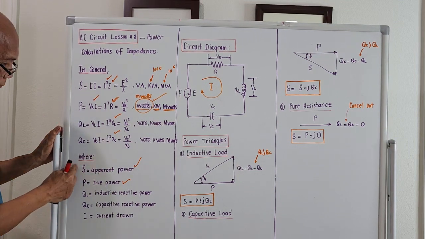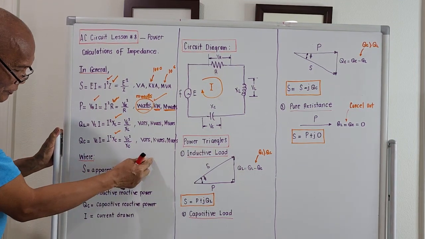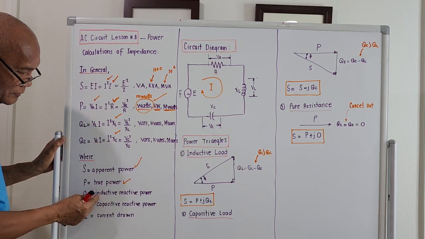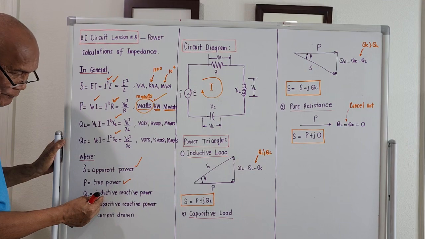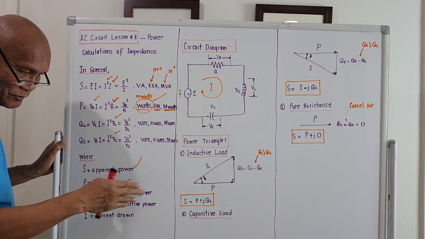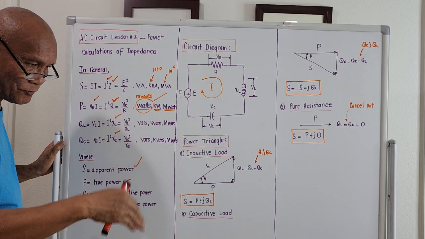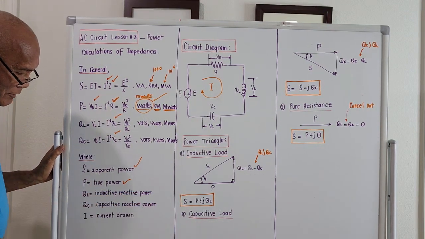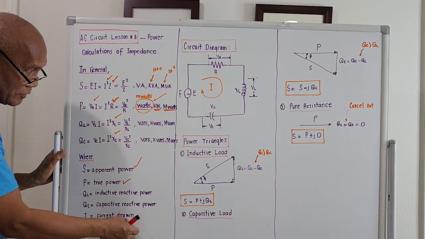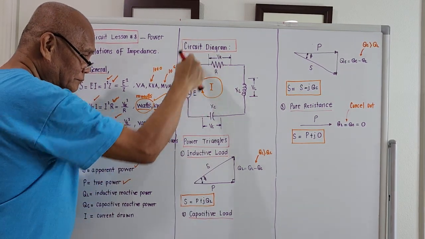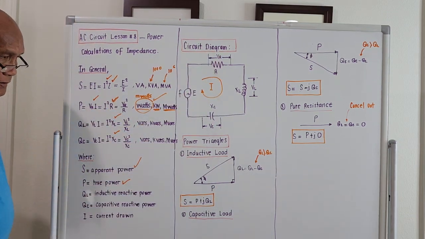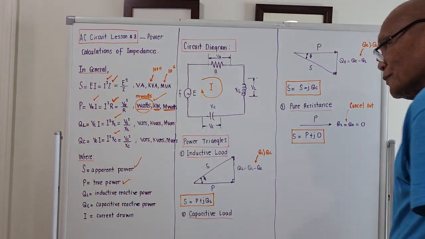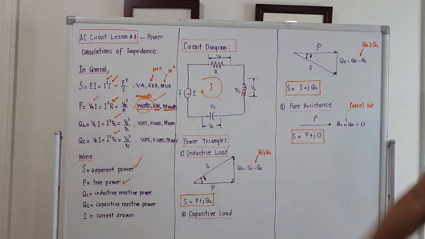In the legend, the capital letters here are: S will be apparent power, P will be true power, Q sub L will be the inductive reactive power. Inductive meaning the reactive power consumption of any inductive load or motor load. Q sub C is capacitive reactive power. And capital letter I is the total current drawn, the one circulating on the circuit. Okay, so those are the formulas and how to compute for the four kinds of power.